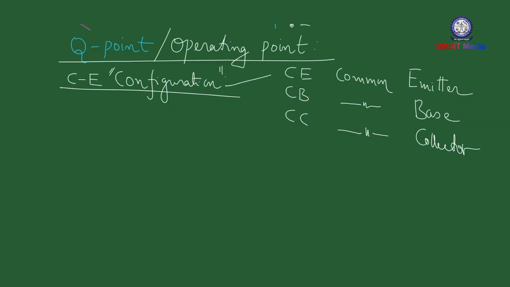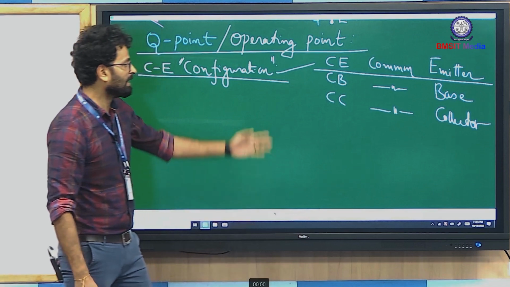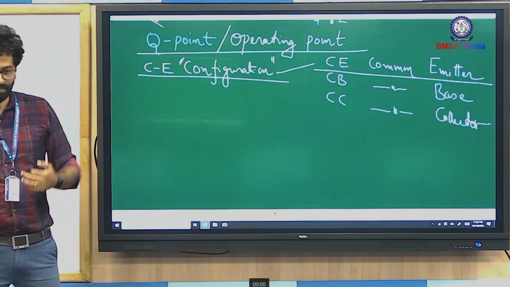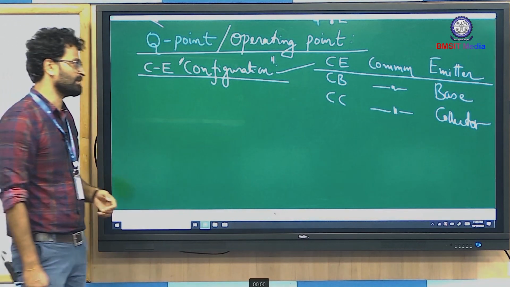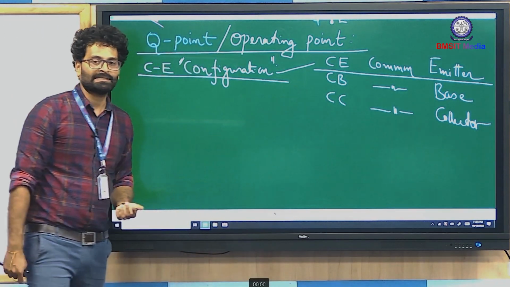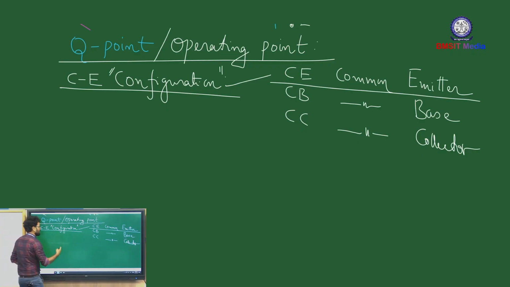Okay, out of the three configurations, we are concentrating on common emitter configuration, because common emitter configuration is widely used in amplifier purpose as well as for switching purpose. So keeping that in mind, we are going to spend more time on common emitter configuration and common base configuration. Let us solve one or two problems based on common base configuration. Common collector is seldom used, and that's why not much emphasis is given. All right, so common emitter configuration, let us consider.